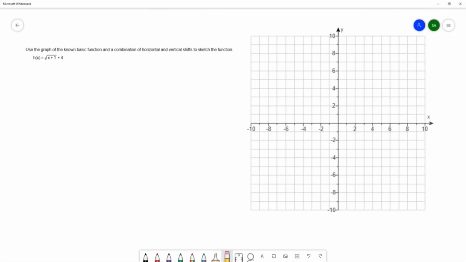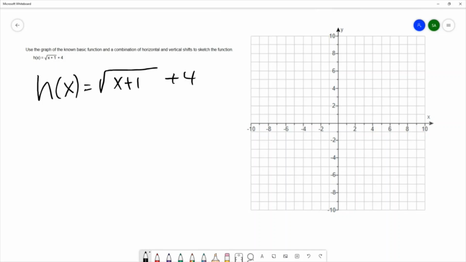For this question, we want to use the graph of the known basic function and a combination of horizontal and vertical shifts to sketch the function. Our function is h of x equals the square root of x plus 1, plus 4. I'm going to write that a little larger: the square root of x plus 1, plus 4.